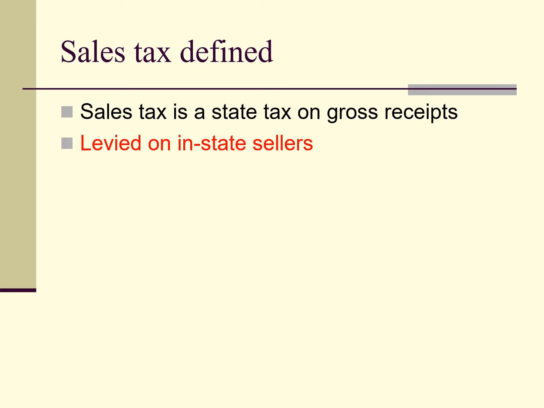Sales tax is ordinarily imposed only on in-state sellers. In-state sellers are sellers making sales in a state from premises in that state. For example, sales tax would be imposed on a local store when it makes over-the-counter sales to customers.